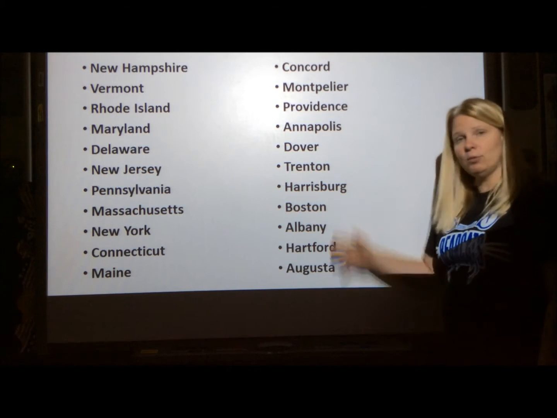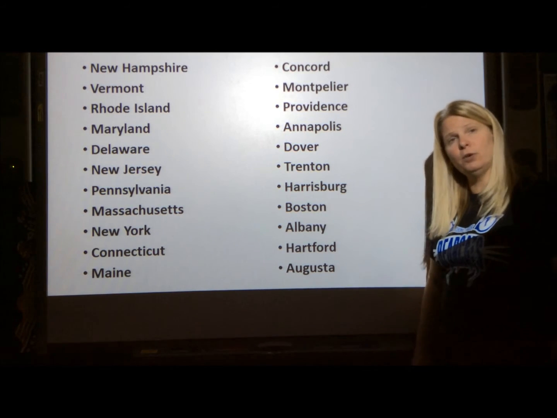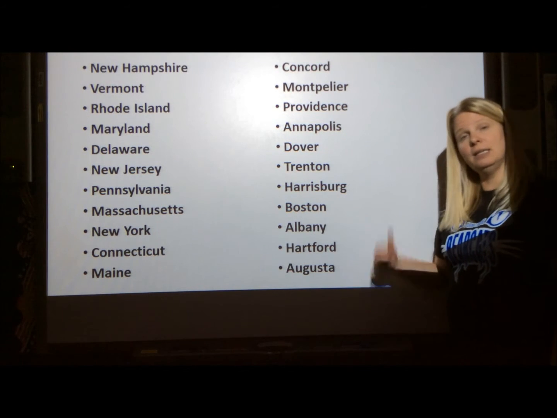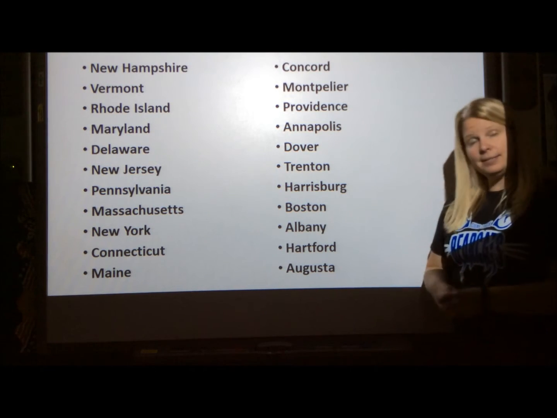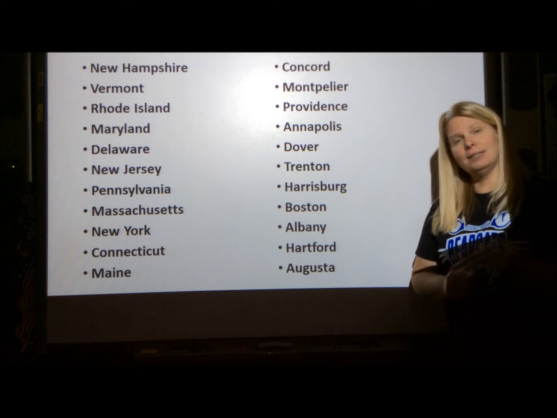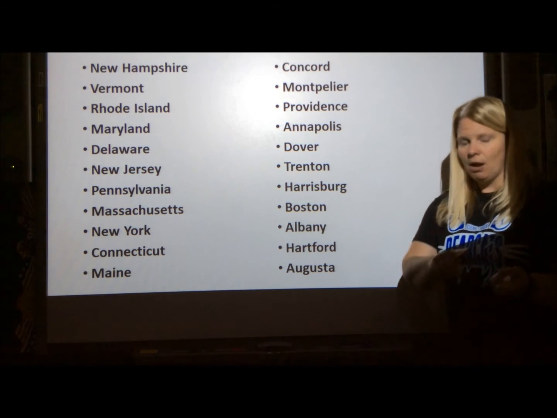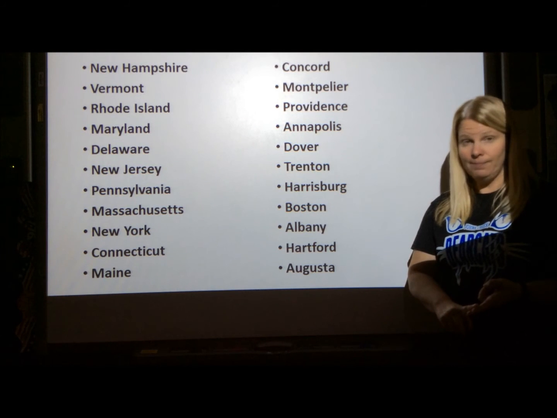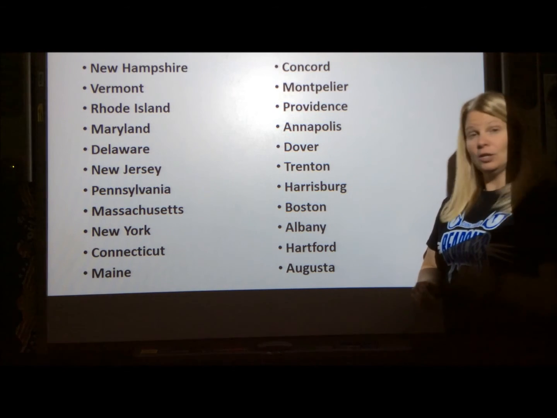Now, if you haven't had time to write these down, if you'll notice at the bottom of your page, you have a word bank, which would make it easy if you can't see this to spell it as well. But you need to study these because the next time you come to class, you're going to have a quiz over where they're located and the capital of each state. Okay? So, good luck to you.